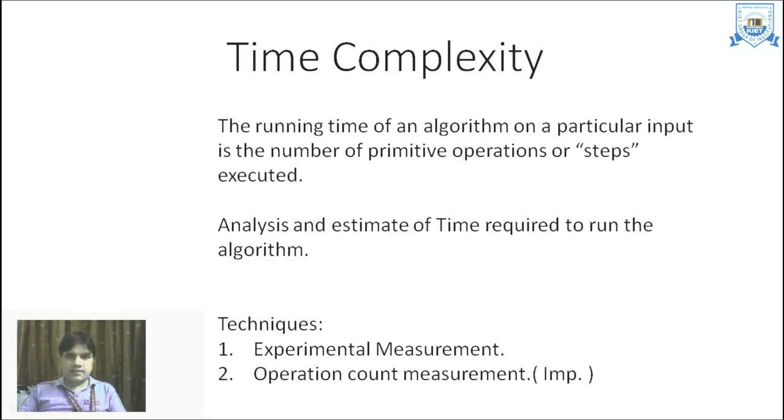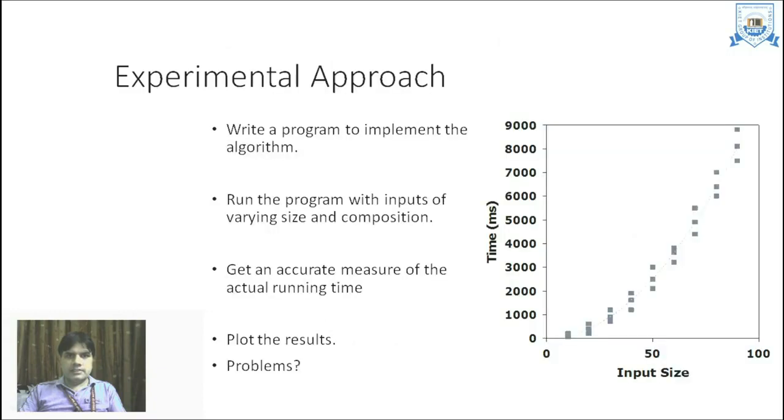So usually there could be many methods for finding the time complexity. If we are ready with the algorithm and we have implemented the program, then we can use experimental measurement, although it has certain drawbacks we will discuss. After that, in order to have a generalized or functional representation of the time complexity, we can make use of operation count measurement. Okay, so let us move forward.